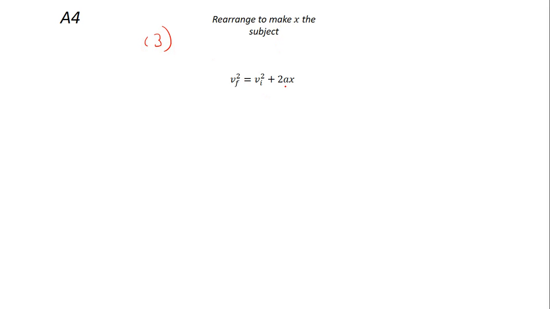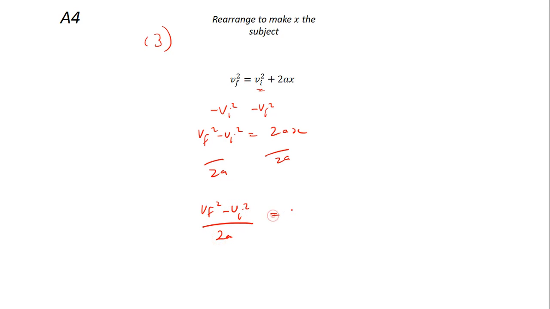I want to make x the subject, so I'm going to get rid of this guy first, and I'm going to do that by minusing vi squared from both sides. So then I'm left with vf squared minus vi squared equals 2ax. And then I want to get rid of 2a by dividing by 2a. So I'm left with vf squared minus vi squared all over 2a equals x. 3 marks there. Great, well done.